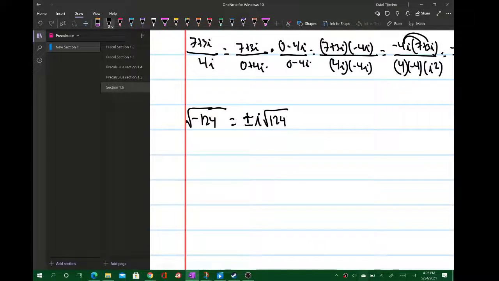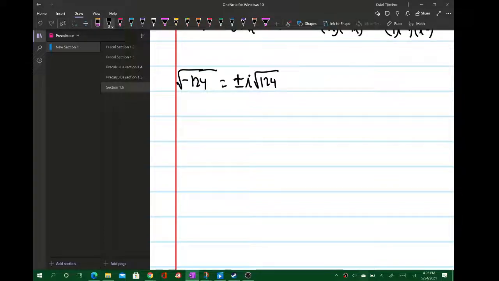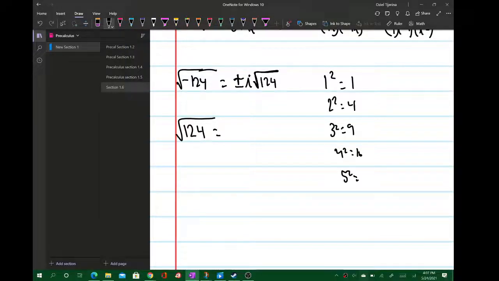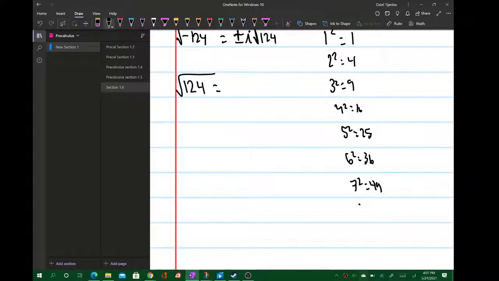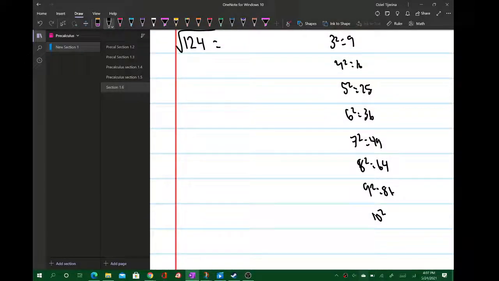Anyways, with this one, you're going to want to simplify this square root, right? So you have 124 as your square root. One way to do this is you can list all your squares, right? 1 squared is 1, 2 squared is 4, 3 squared is 9, 4 squared is 16, 5 squared is 25, 6 squared is 36. I would always go down to 10, and then 10 squared is 100.